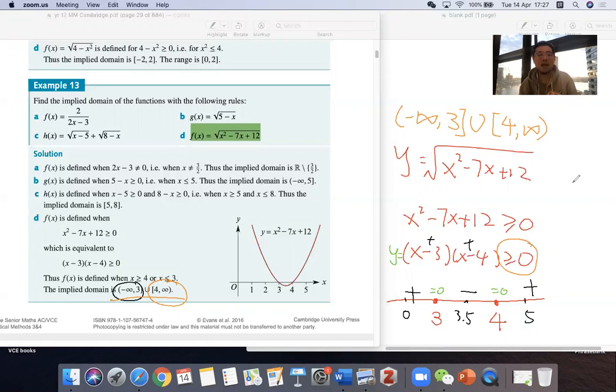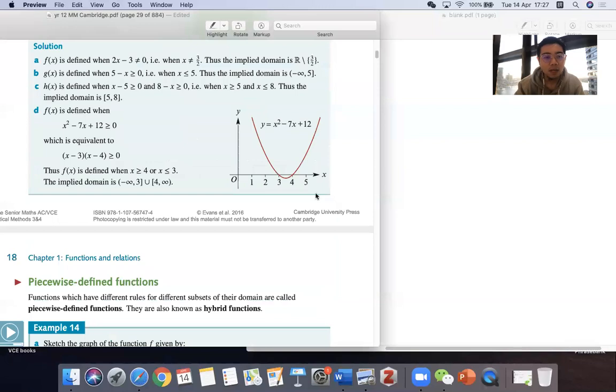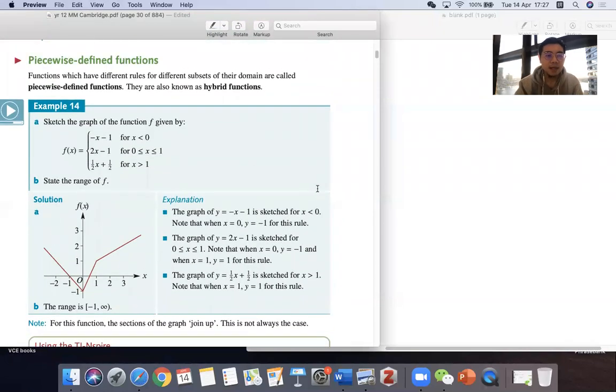But the essential method is we still need to draw the graph to see this one is greater than 0 and this side is also greater or equal to 0, okay? So let's move on. Another one is called piecewise defined functions. And remember, it had another name called hybrid functions, okay? It's the same thing. Piecewise defined function equals hybrid function.